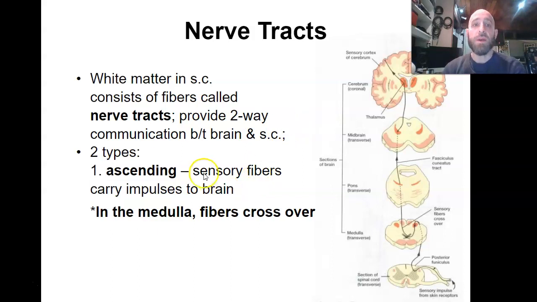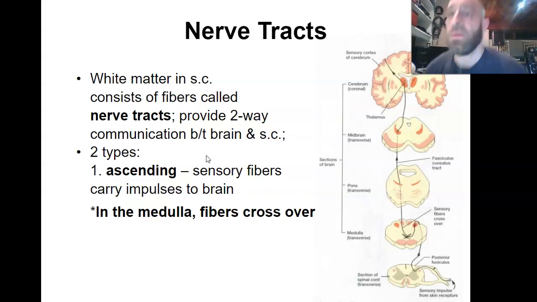And there's two types. The first type is called ascending. To ascend means to go up, right? So if I say I ascended the stairs, I went up the stairs. So ascending fibers are going to be your sensory neurons going up to the brain. For example, if I step on a tack, it's going to send a pain receptor response up to my spinal cord, and then up my spinal cord, up to my brain, where that pain is going to be processed by my brain.